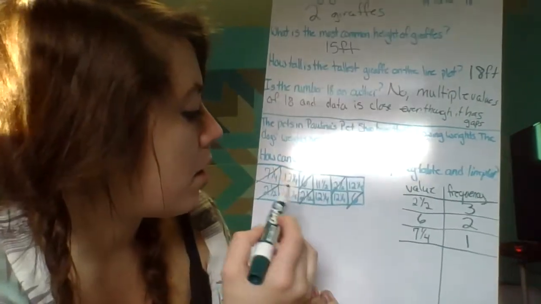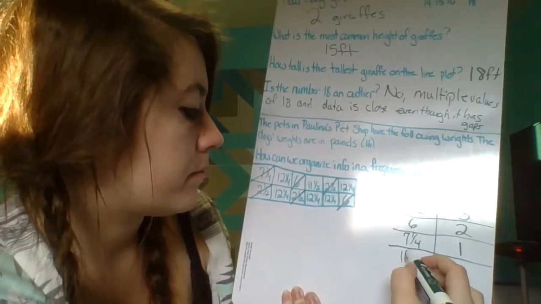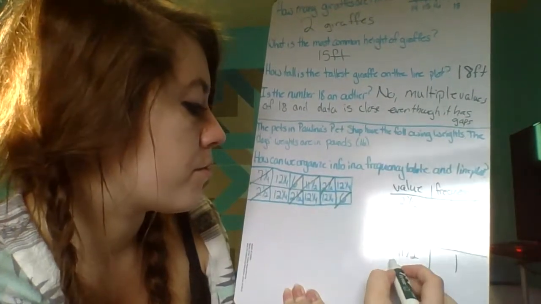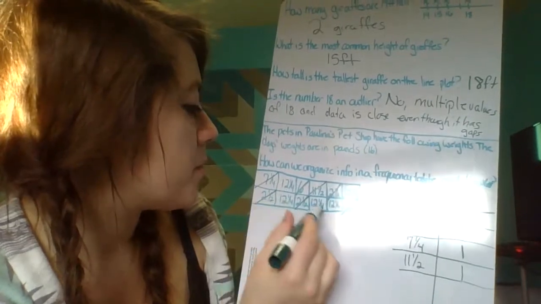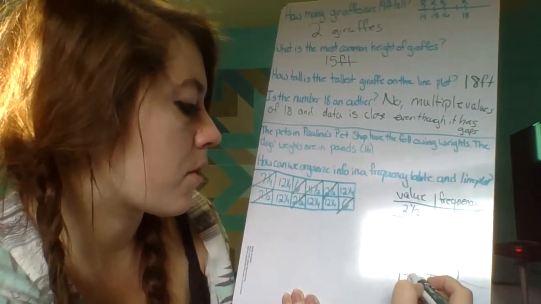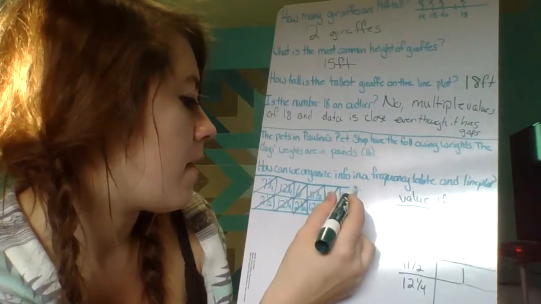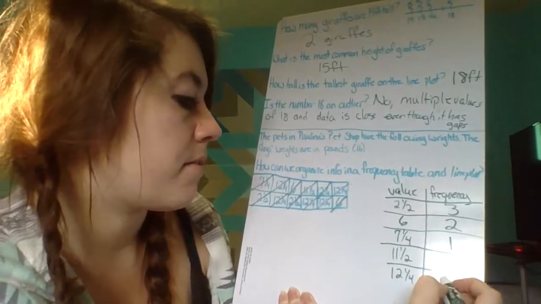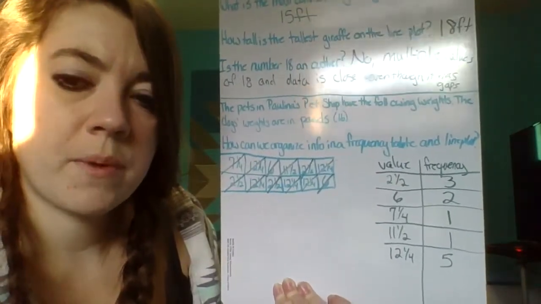Next we go to the 11 1/2. We also only have 1 of those. And last but not least, we have the 12 1/4, and we've got 1, 2, 3, 4, 5 of those.